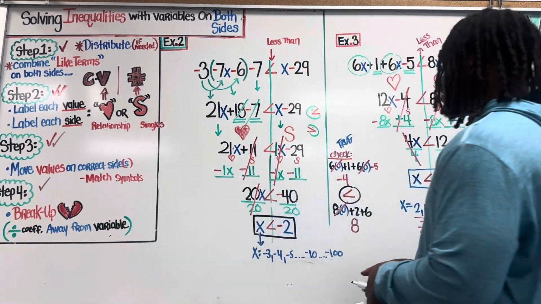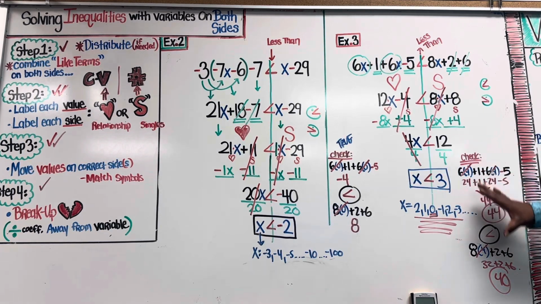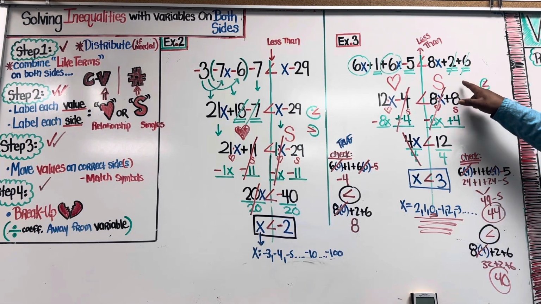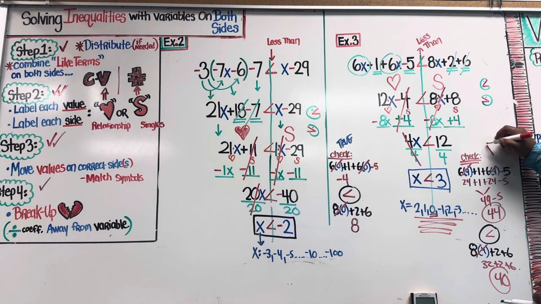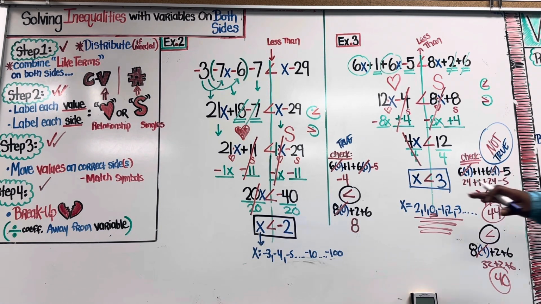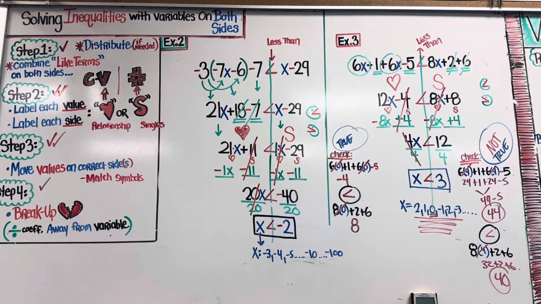So once again, guys, if you pick a value that's greater than 3, then it's going to prove this inequality to be false, okay? So this side is not true, right? Picking a value that's greater than 3 will cause the inequality to not be true, while following our answer, picking a value that is less than 3, will cause it to be true. So once again, guys, I just want to show you both sides of how you can check, okay?